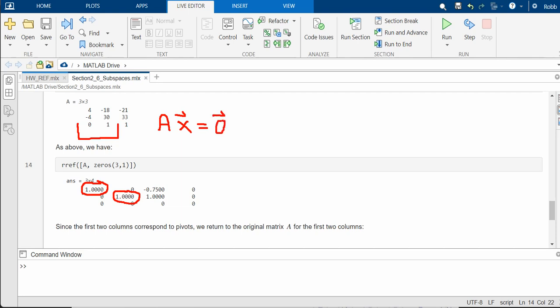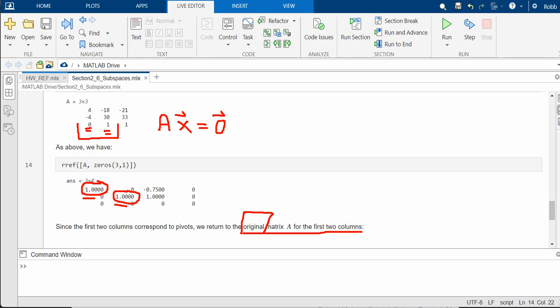We just need to know which columns of A are linearly independent, right? Which correspond to the pivots, okay? But that means I need to go to the original matrix for the first two columns, right? Why? Because I have a pivot in column 1, I have a pivot in column 2, so I go to column 1 and column 2 in the original matrix. That's important.